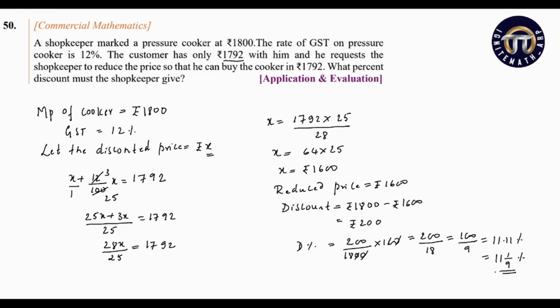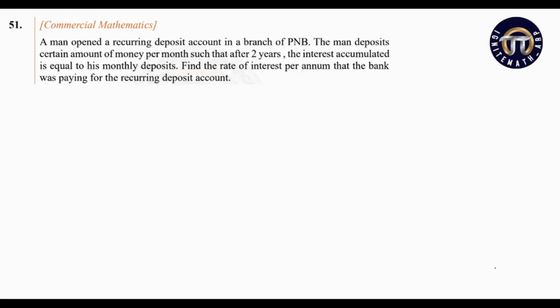Now let's go to the next question, children, that is question number 51. A man opened a recurring deposit account in a branch of PNB. The man deposits a certain amount of money per month such that after 2 years, so n is equal to 24 months here. Okay, n is in terms of months. After 2 years, the interest accumulated is equal to his monthly deposit.